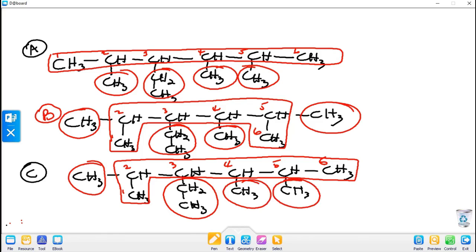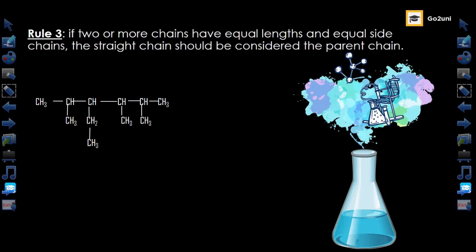So what it simply implies is that student A, who chooses to take his counting straight, is having 4 side chains. Student B, who chooses to take his counting in a curvy way, something like a table shape, also has 4 side chains. And student C, who chooses to go the L shape, is also having 4 side chains. So the rule says that if 2 or more chains have equal lengths and equal side chains, the straight chain should be considered the parent chain. So that is the rule.